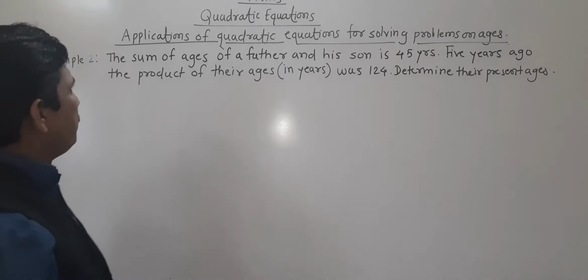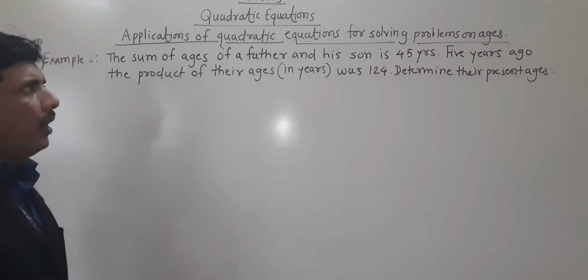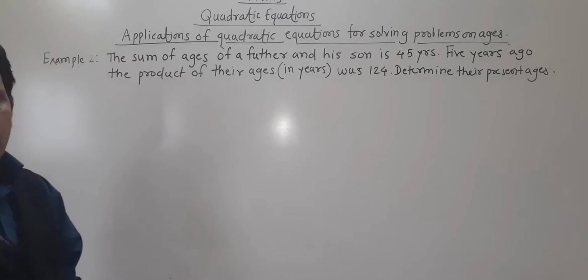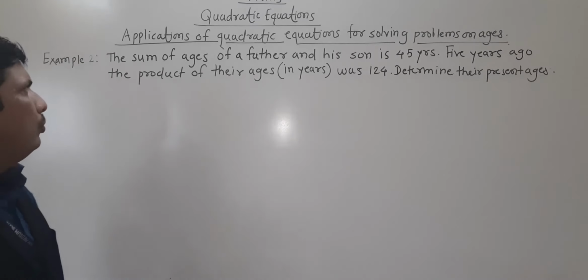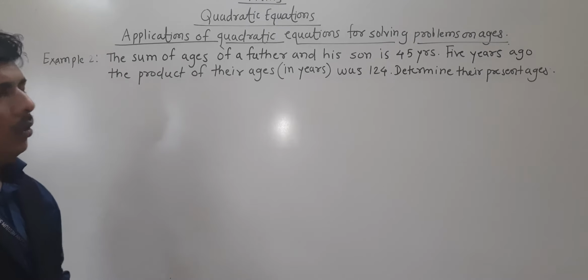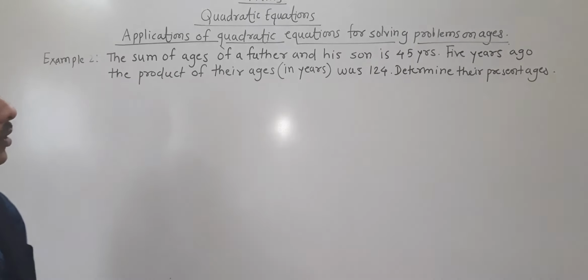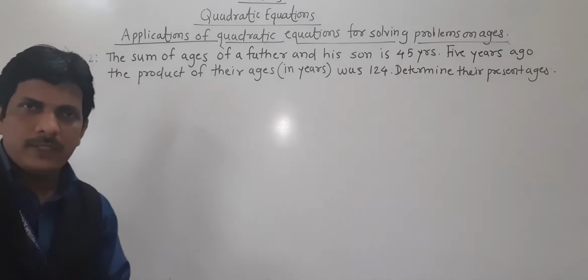The second problem: the sum of ages of the father and his son is 45 years. 5 years ago, the product of their ages in years was 124. Determine their present ages. We have to decide their present ages.